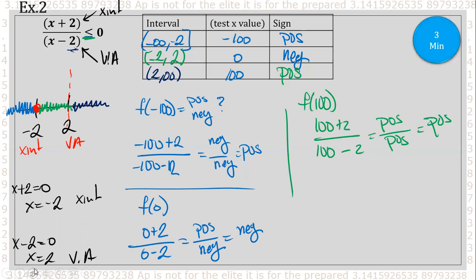So our solution should be, in this case, all the values for which the function is less than or equal to 0. So we're looking for the negatives only. So according to this, this should be our solution. So our solution should be from negative 2 bracket all the way to 2 parentheses. Remember, this right here was the x-intercept, and this right here was a vertical asymptote.